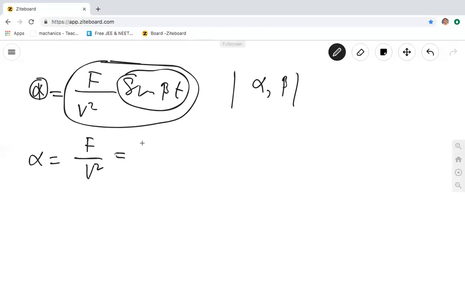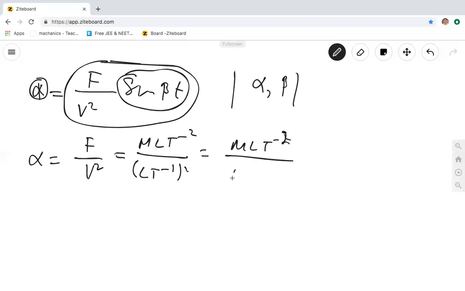That is m lt minus 2 by, it is velocity possibly, lt minus 1 whole square. It is m lt minus 2 divided by L2t minus 2. When you square it, this goes off. It is m L minus 1.